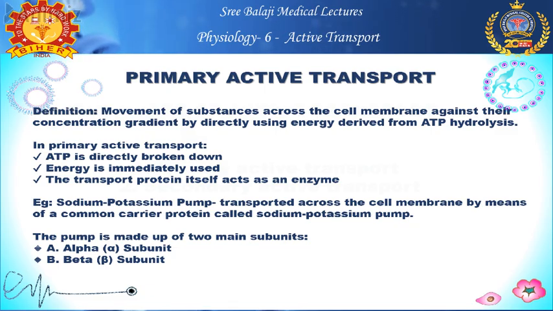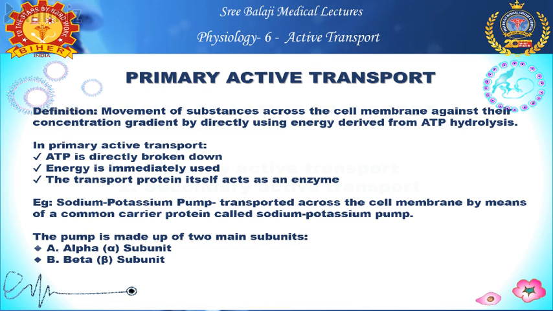Primary active transport of sodium and potassium. We are going to see the sodium-potassium pump elaborately. Sodium and potassium ions are transported across the cell membrane by means of a common carrier protein called the sodium-potassium pump. It is also called the sodium-potassium ATPase pump or sodium-potassium ATPase. The structure of the sodium-potassium pump: it consists of two main subunits, the alpha subunit and the beta subunit. The alpha subunit acts as the functional unit and the beta subunit acts as the supporting unit. The alpha subunit is the largest and most important subunit.